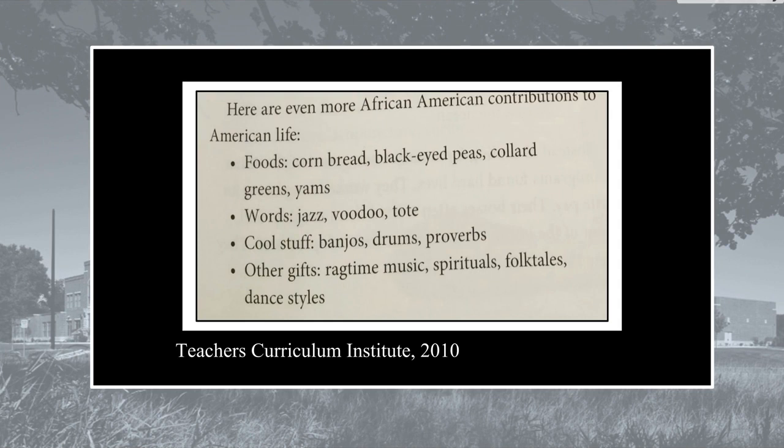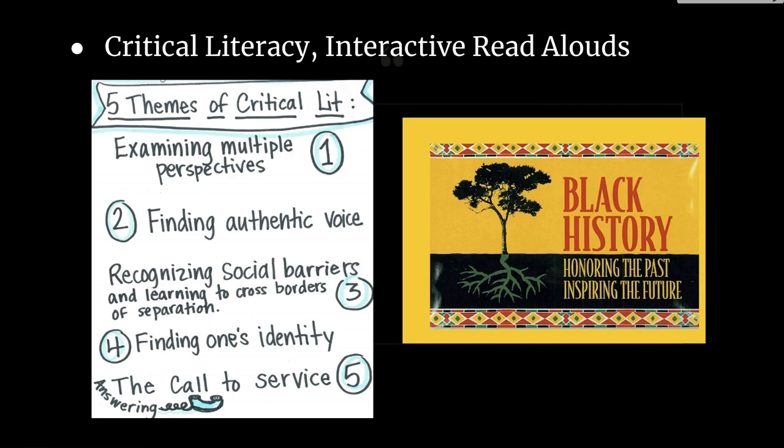Once we noticed this issue, we hoped to rectify it by using critical literacy and interactive read-alouds as a window into other people's experiences, histories, and lives. Utilizing Cardiello's 5 themes of critical literacy, each text that was selected was reviewed in terms of perspectives, voice, what barriers it represents, the identities therein, and a potential call to service. We also hope that these text selections will meet your students' needs and interests.